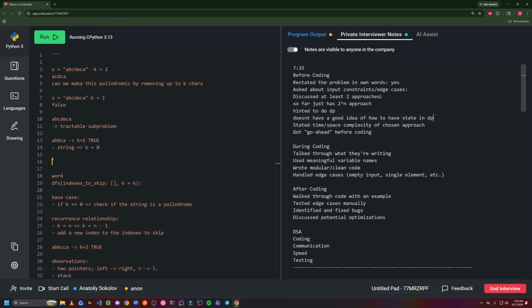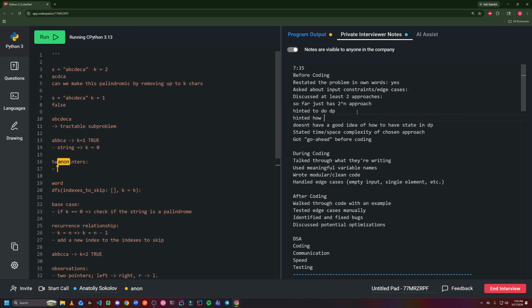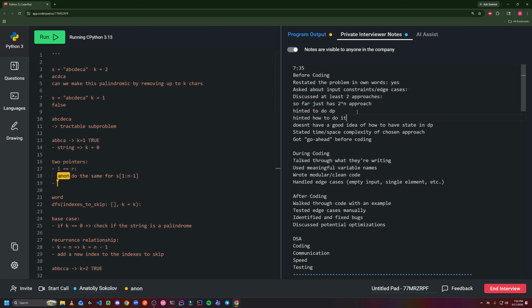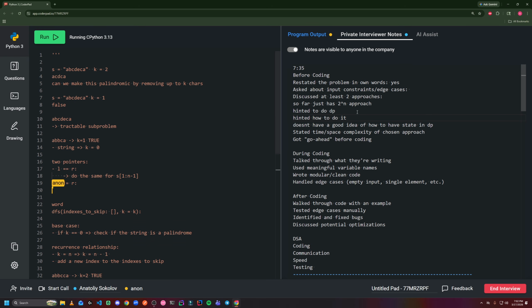Okay, so if we're doing the two pointers thing, either the left and right are the same, in which case we can go to the smaller section, like s from 1 to n minus 1. Or they are different. And I think if they're different, then we don't know immediately which one we can remove or which one we cannot remove. So I guess we could try each of those cases.